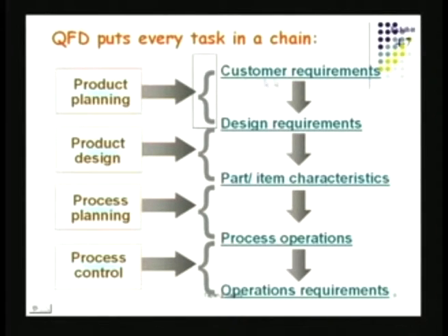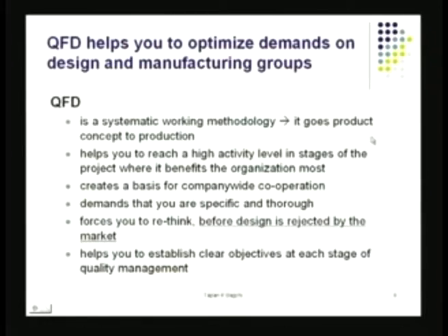So what have I done? I started with customer requirements. From there, I determined my design requirements, and you'll see how I do that. Then I spell out the parts and items that I require. Then I'll come up with process operations. These are the process requirements that I have in order for me to produce those parts and items. Then of course I've got some operational control issues that I have to settle after I've specified what the different processes are that are going to be there.